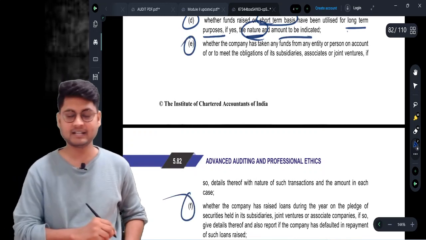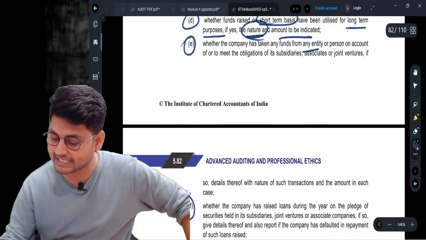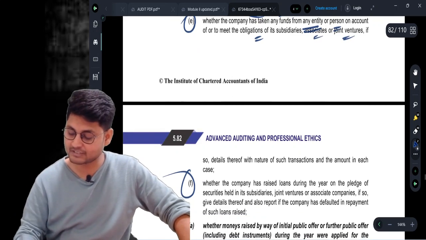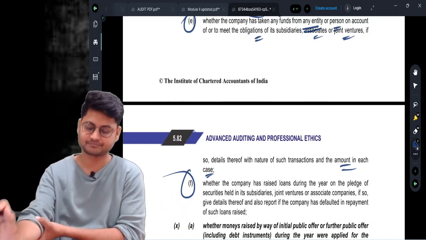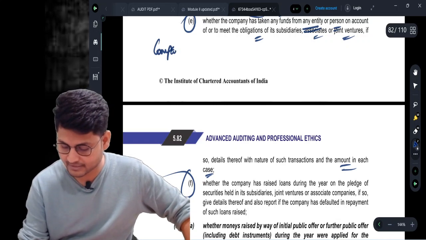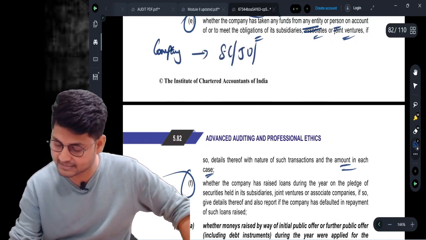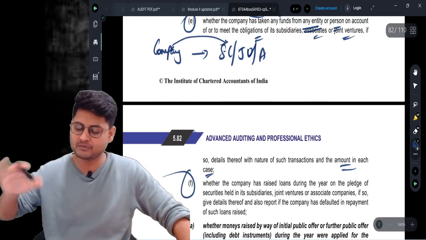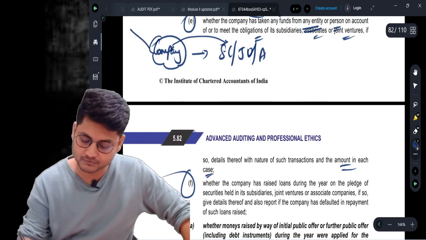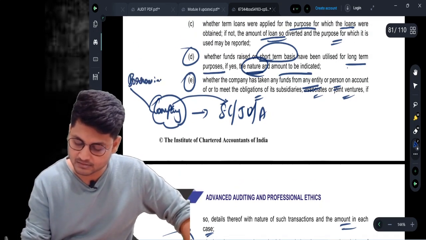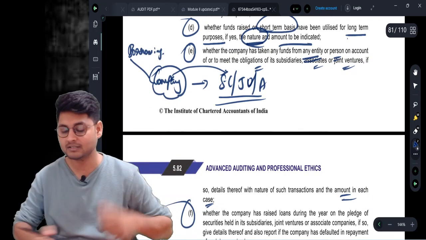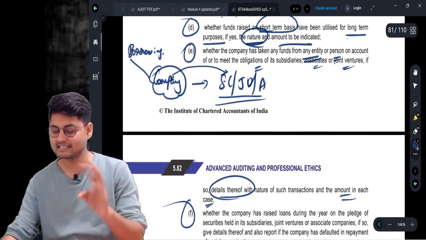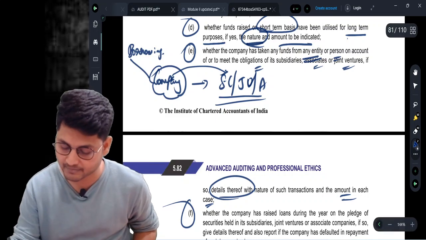Okay, newly added: whether the company has taken any funds from any entity or person on account of, or to meet the obligation of, its subsidiary, associate or joint venture. If yes, details thereof with nature of transactions and amount in each case. So simple. There is a company. This company is having a subsidiary company, and joint ventures, or associate companies. To incur some money in relation to these subsidiary companies, joint ventures or associate companies, this company has borrowed. This company has taken a loan for the purpose of what? Intended to be used on subsidiary companies, joint ventures or associate companies. If it is yes, the details thereof with the nature of transaction and amount in each case must be reported. This is clause number E.